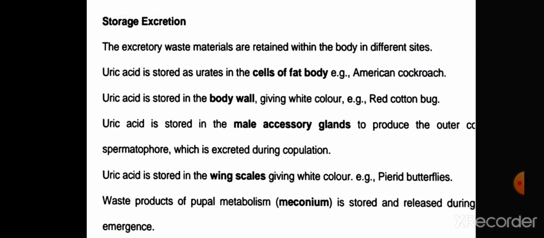Storage excretion. The excretory waste materials are retained within the body in different sites. Uric acid is stored as urates in the cells of fat body, example American cockroach. Uric acid is stored in the body wall giving white color, example red cotton bug. Uric acid is stored in the male accessory glands to produce the outer spermatophora which is excreted during copulation. Uric acid is stored in the wing scales giving white color, example parrot butterflies. Waste products of pupal metabolism are stored and released during emergence.